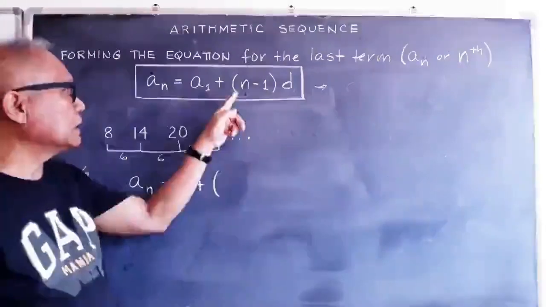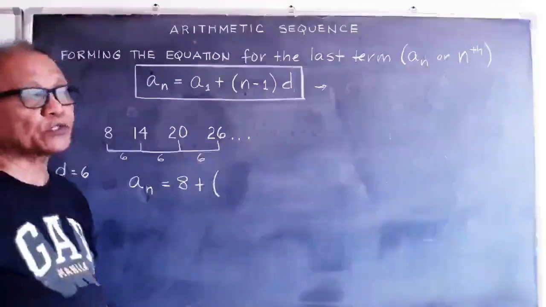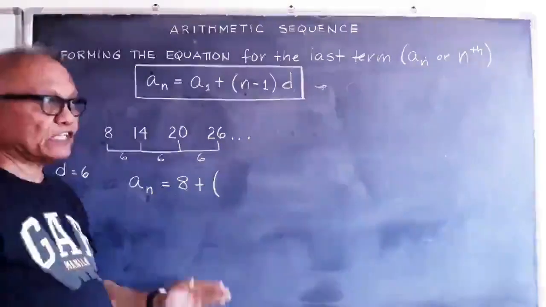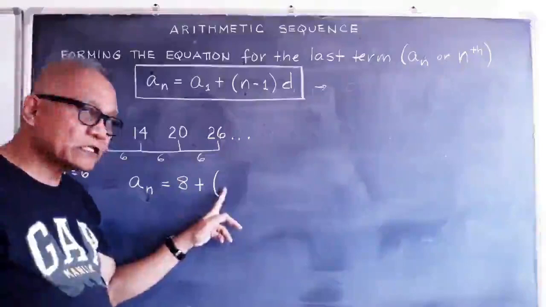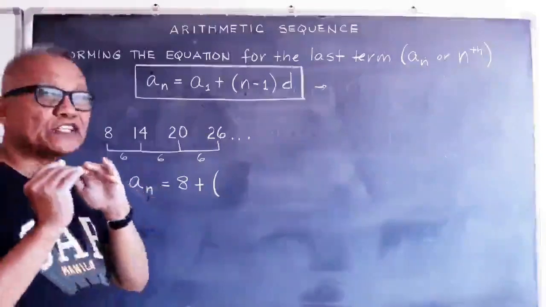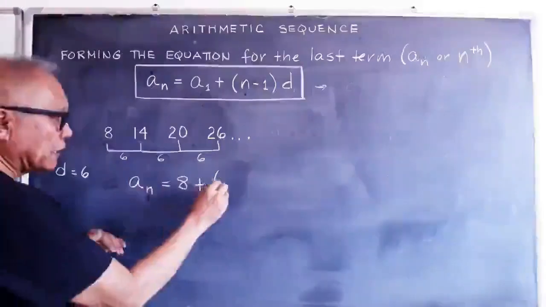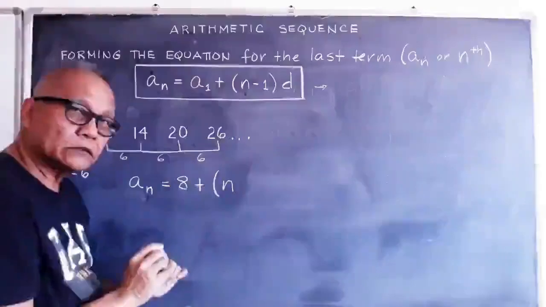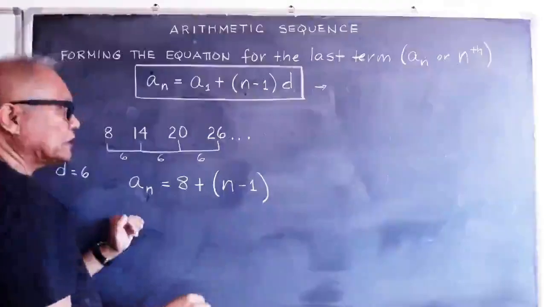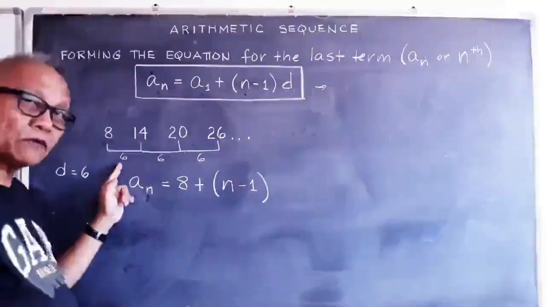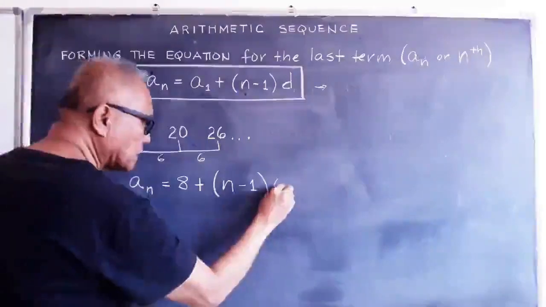What is your n? Because we are finding any nth term, we cannot put a number for n. If it is stated that we have to find the 26th term, then we can put 26 here. But we are finding the general formula or equation for the last term. That's why we are going to put n instead of a number, minus 1 here. And what is the difference here? We have already the difference, D is equal to 6. So we're going to put the 6 here.